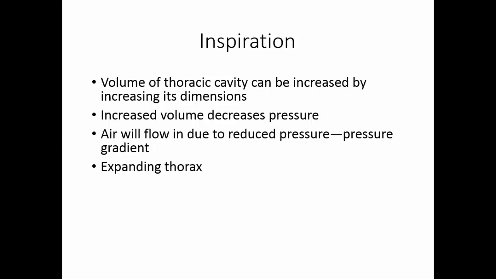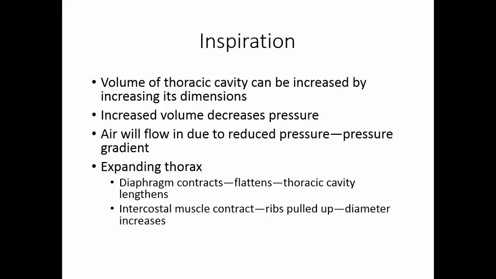Expanding the thorax involves using muscles. When the diaphragm contracts, it flattens out. The thoracic cavity lengthens. When the intercostal muscles between the ribs contract, the ribs are pulled up and the diameter of the thoracic region increases. These make very small volume changes, but it increases the volume about 500 milliliters, and this is exactly the amount of air we take in during normal quiet breathing, what we call tidal breathing.